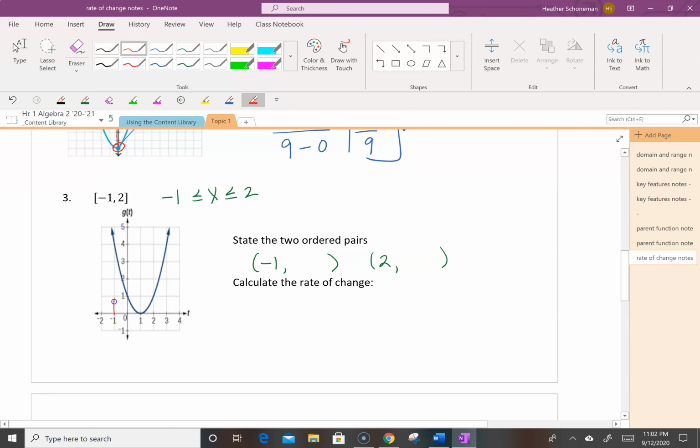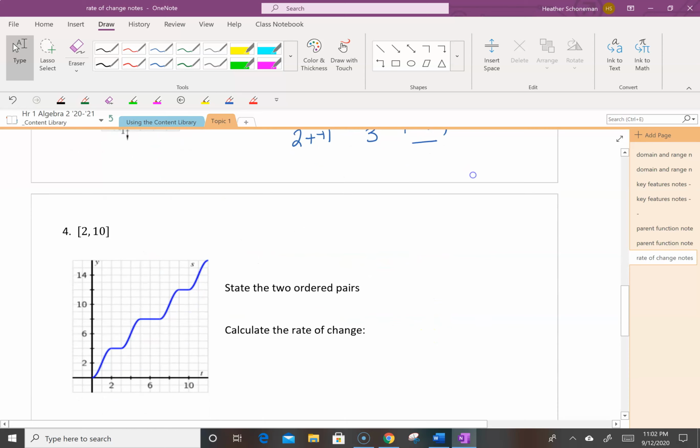At -1 on the x, I'm going to go up to my graph and look over here. It is at 4. At 2 on my graph, I'm going to go over to the graph, and it is at 1. Now that I have my 2 points, I can find the rate of change. It's going to be 1 minus 4 over 2 minus -1. So that gives me -3 over 3, which simplifies to -1, which is my rate of change over this portion of the graph. Now notice if I connect those 2 points, my line will be going down, so it should be negative. That makes sense.